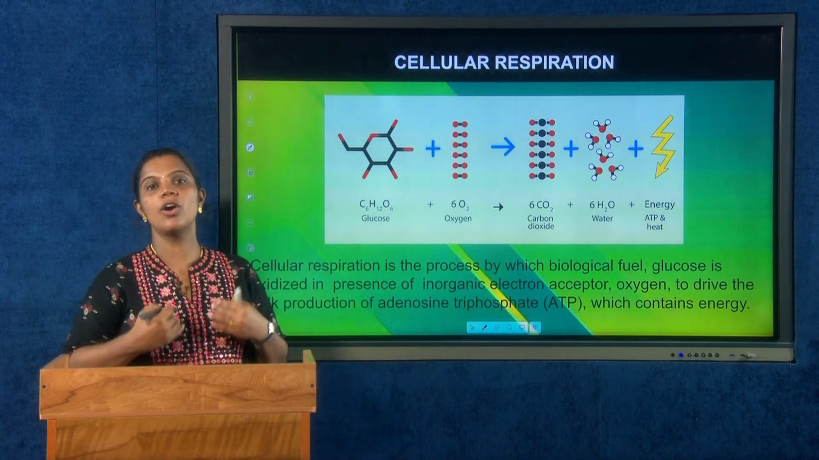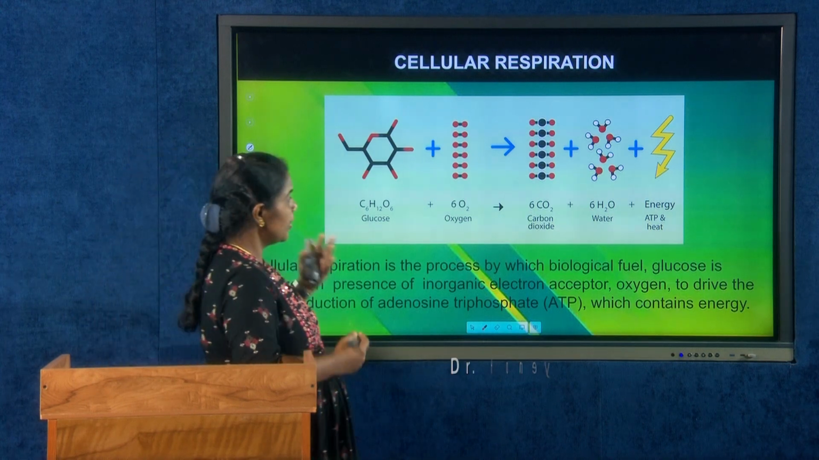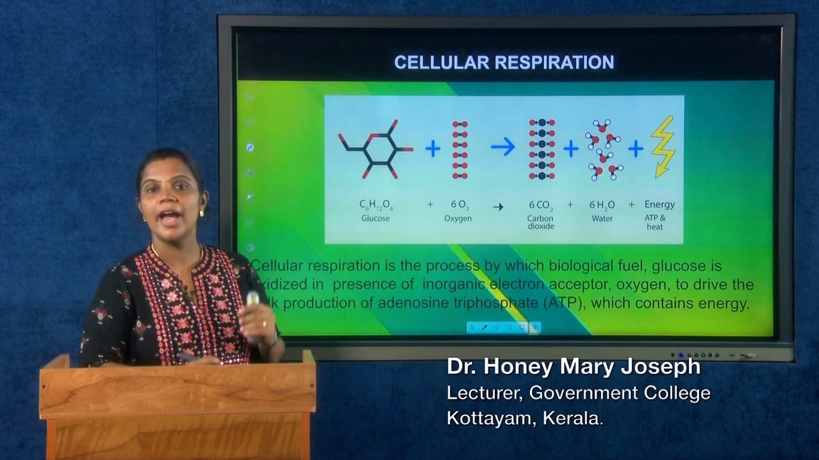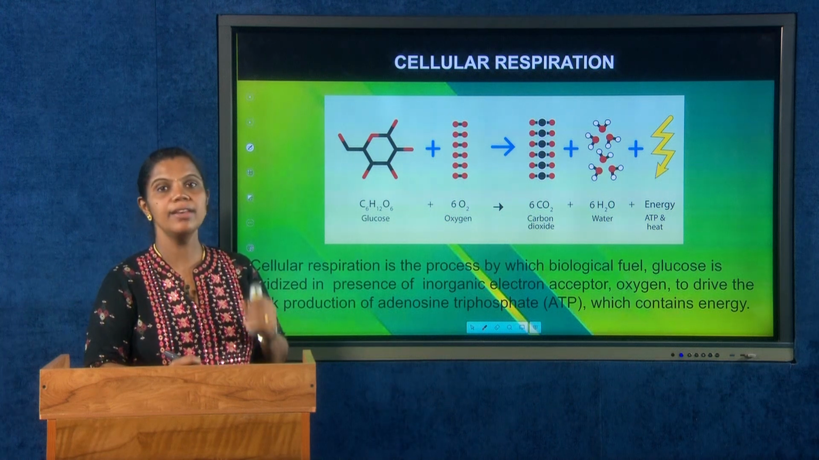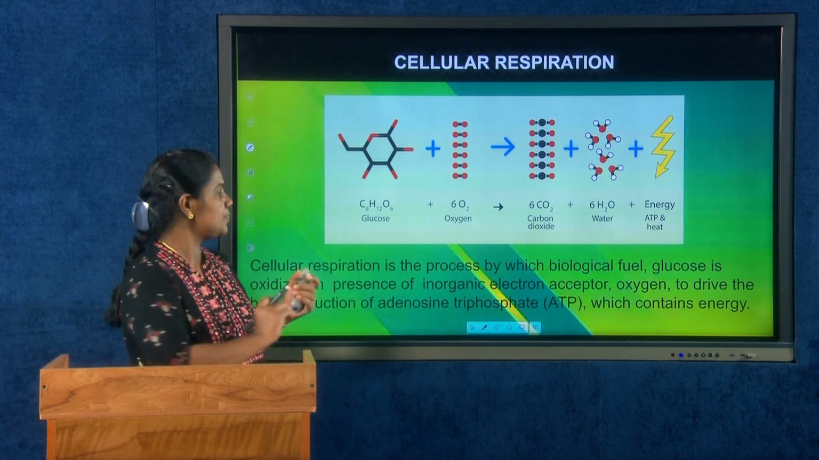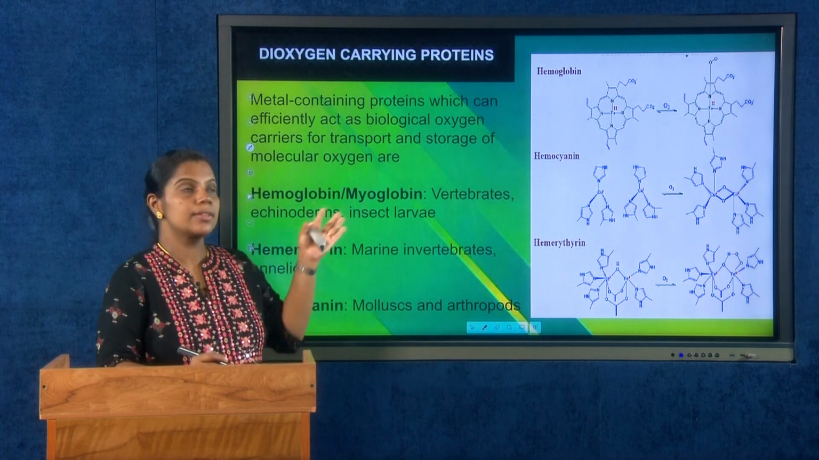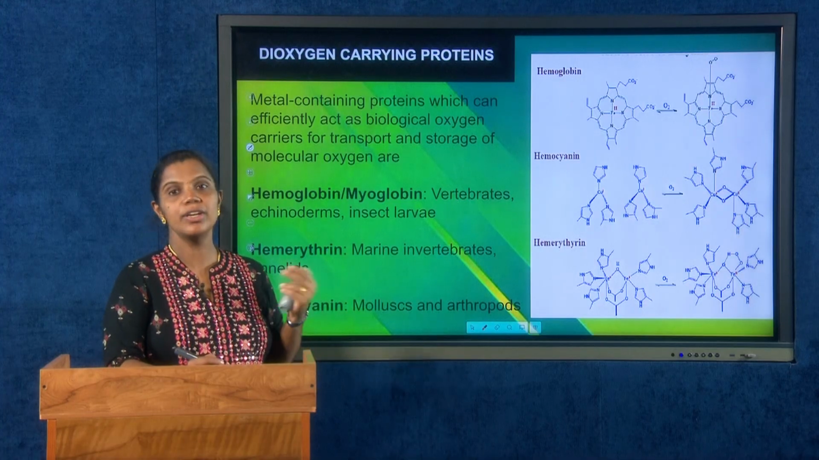The proper utility of oxygen can be performed only with the help of dioxygen binding proteins in living systems. Now, let us see the dioxygen carrying proteins which play an important role in the respiratory processes. The dioxygen carrying proteins include hemoglobin, hemocyanin, hemerythrin, etc. These proteins are found in different organisms.